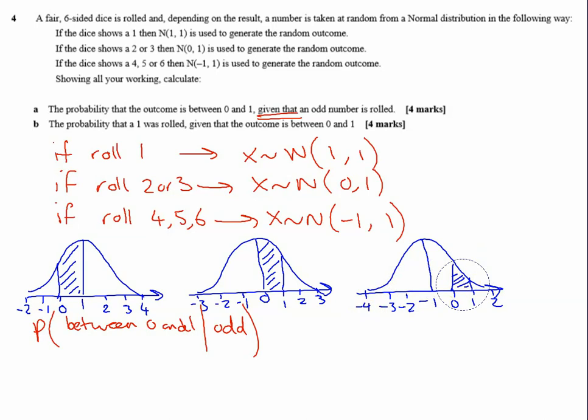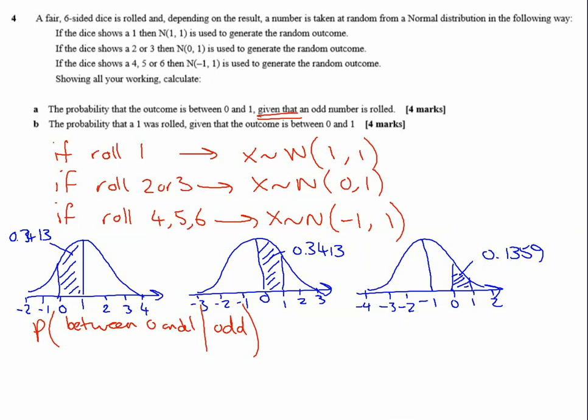Right, so let's work out the probabilities because we've got all the parameters we need, and we've got the lower and upper limits, so we can just use our calculator to work these out. So that is 0.3413. This is 0.3413. And this is 0.1359.